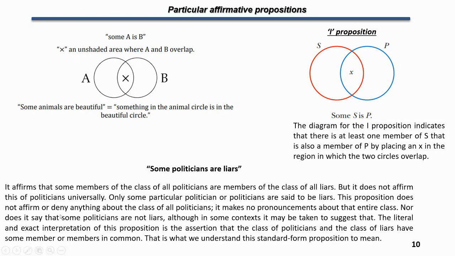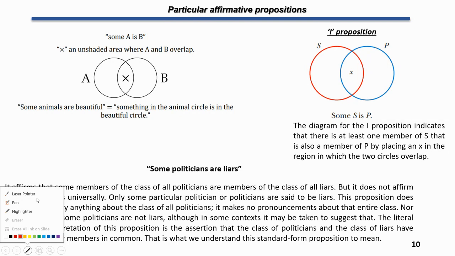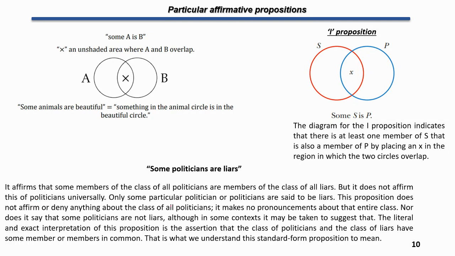So the proposition does not affirm or deny anything beyond that. They are saying that some politicians are liars. It does not mean that all politicians are not liars. Okay, that is the tricky part. Some politicians are liars. It makes no pronouncement about the entire class. Nor does it say that some politicians are not liars, although in some contexts it may be taken to suggest that.